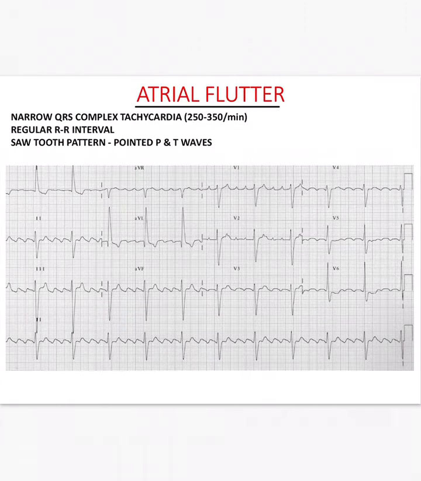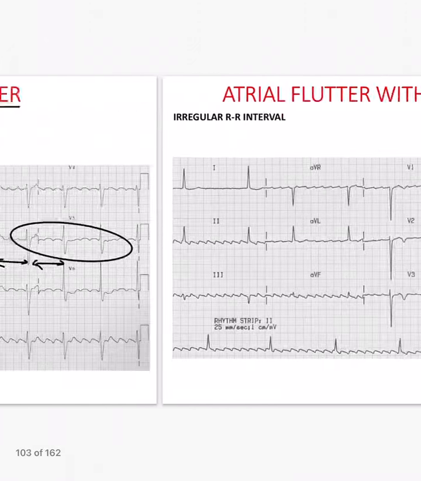Now atrial flutter. Okay, let's try seeing the ECG. Do you see when you look at the ECG, you have so many sawtooth appearances. Okay, that's the sawtooth pattern, and the RR intervals are regular. If you look at the RR interval, it's fine, it's a regular RR interval. That is important in atrial flutter.